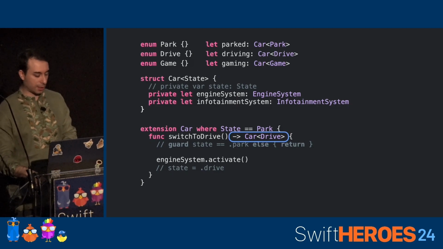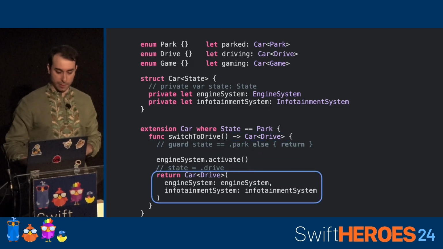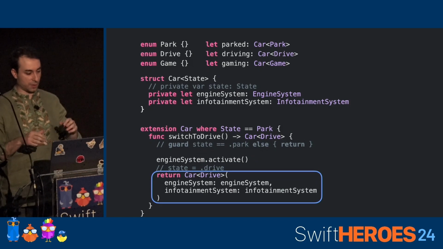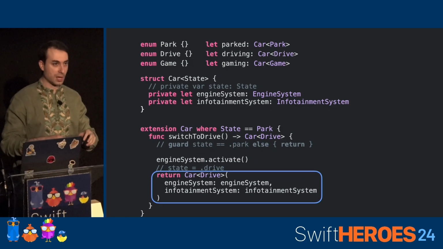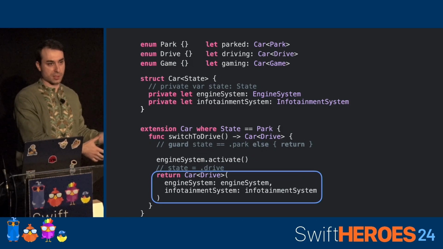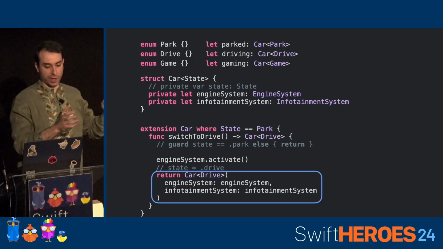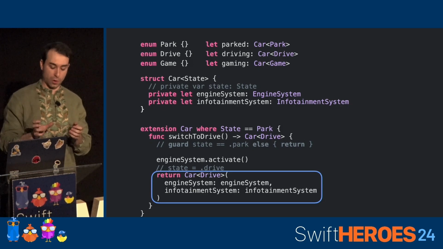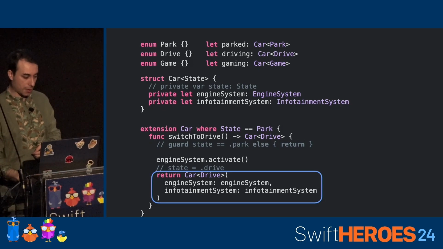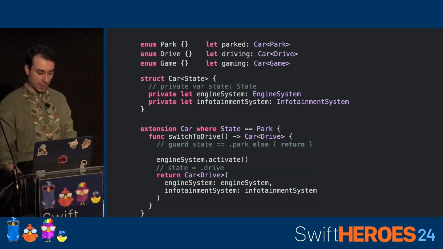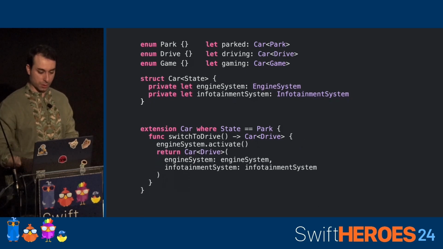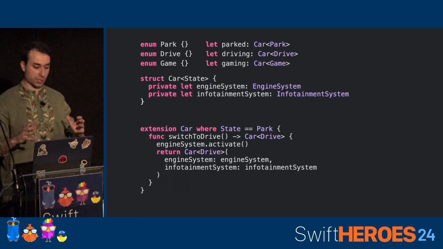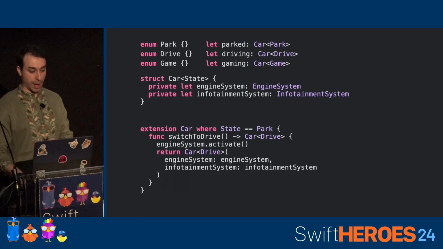We recreate the car, but remember, the engine system and infotainment system are reference types. So under the hood, they are still the same systems. We don't really recreate the car. We just pass these references to a different value marked with a different type. So this is how we transition into the new state. Let's clean up all this commented out code. We don't need it. So this is how the transition to the new state happens.